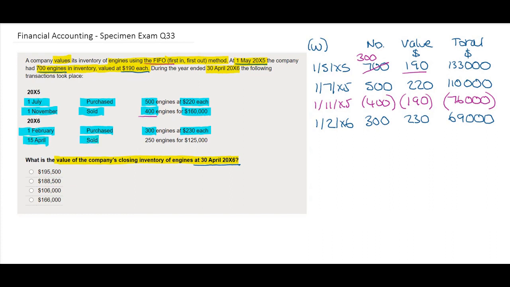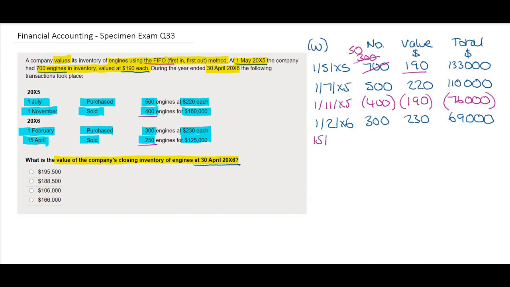They've made a sale and they've sold 250 engines for $125,000. Again, what we're concerned about is how many of those engines have been removed. We've got 250 engines removed from inventory. Using the FIFO method, we would take the earlier inventory first. We can see our opening inventory, there were 300 engines at $190. And so we're going to remove 250 from that batch. That will then leave us with 50 left there.